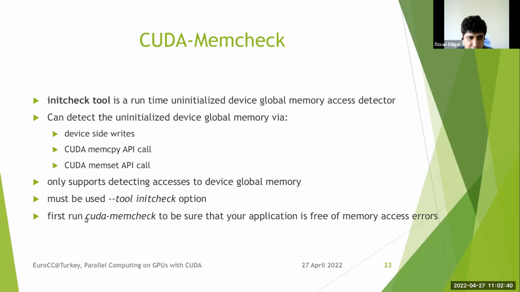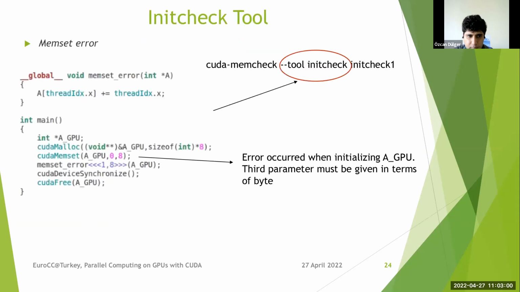At first you must run CUDA mem check to be sure that your application is free of memory access errors. Then you must run the init check tool. Okay, let's examine our simple example again. We have a kernel, memset example. It takes a device array, a device pointer, and we add the thread ID to this array.